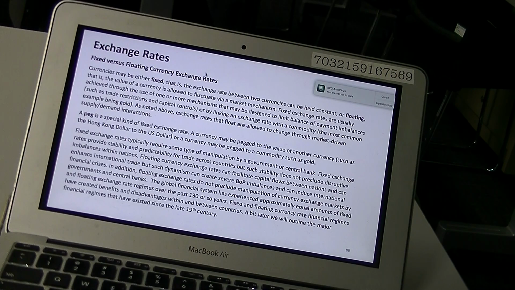So what's interesting is the global financial system has experienced approximately equal amounts of fixed and floating exchange regimes over the past 130 years. The late 19th and early 20th century were a fixed regime. Between the wars was a floating regime. For a time after the war was a fixed regime. And since the early 1970s, it's been a floating regime. Now what we'll see is that creates benefits and disadvantages within and between countries.